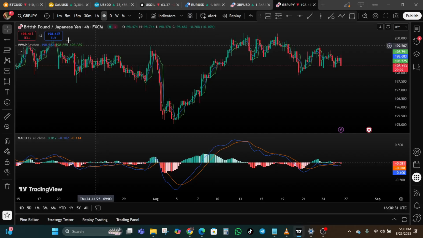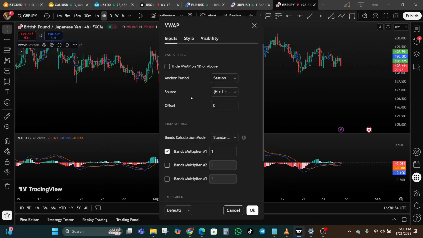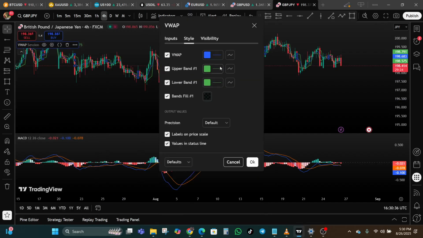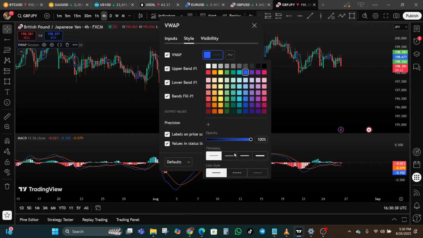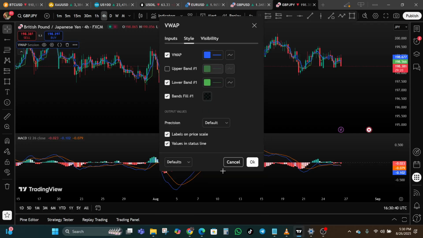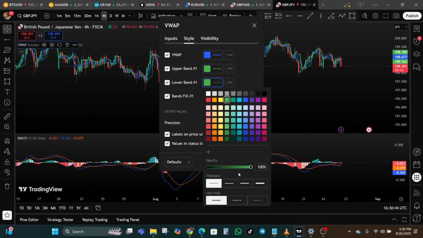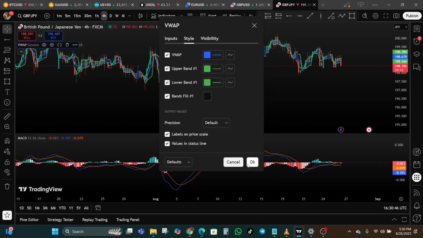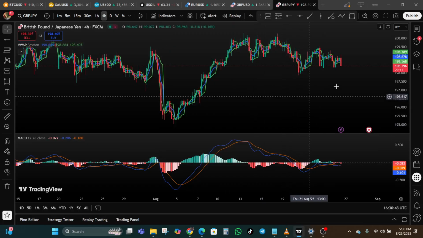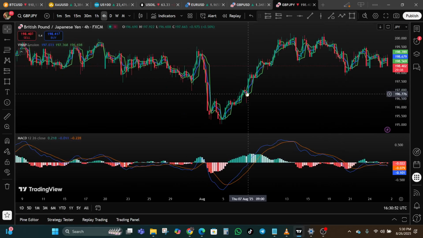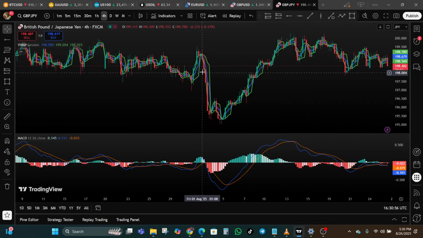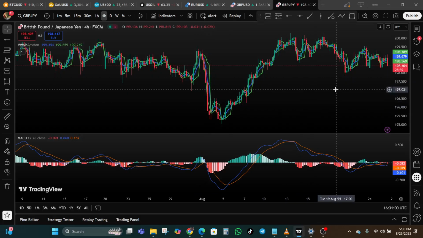As you can see, let me just increase the thickness a bit. If price is above the VWAP, it suggests buyers are in control. If price is below the VWAP, sellers are leading the market.